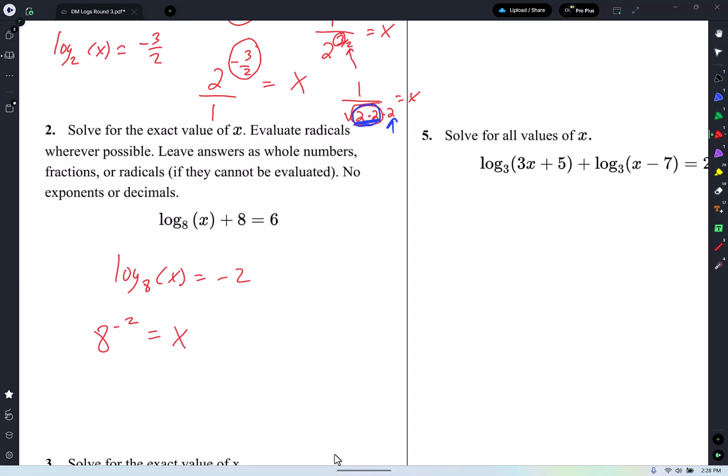Yes, this one's easier. Maybe we should have done number 2 first. I don't know. Bring this down because it's a negative exponent. So x equals 1 over 8 squared. Can I leave it like that? 1 over 64. Done.